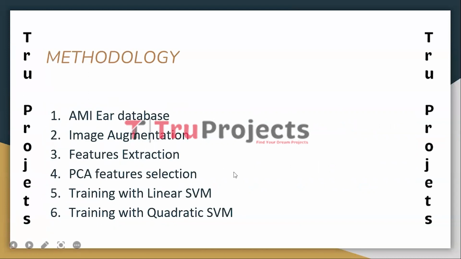These are the modules that are developed to build this project. The first module is the AMI ear database. In this module, the researchers utilize the AMI ear database to extract the ear features. The database consists of 7 ear images for each person, captured from various angles such as front side, back side, and top view, and many more.